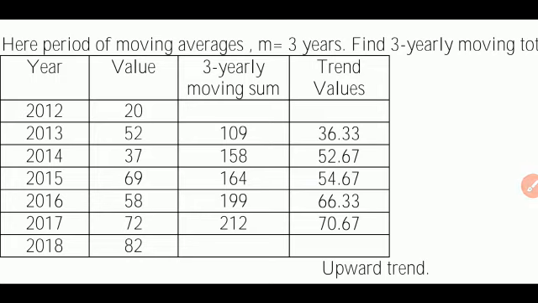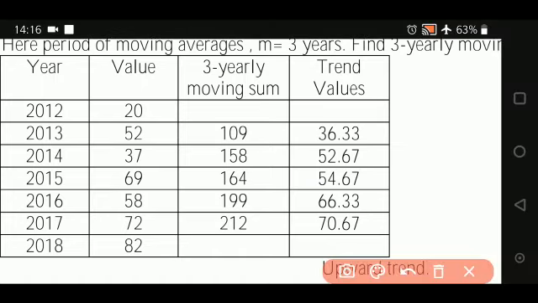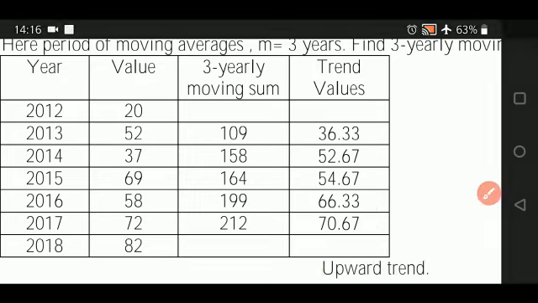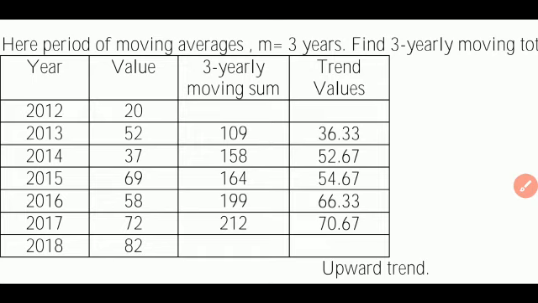So these are the values for the 3 yearly moving averages, and if you observe, the trend values are in an increasing order. See, the first year it's 36.33, then 52.67, 54.67, 66.33, 70.67. See, the trend here is in the upward direction. Yes, the values are increasing, and for the last year, that's 2017, the values are increasing. So it's an upward trend. So we write it as upward trend.